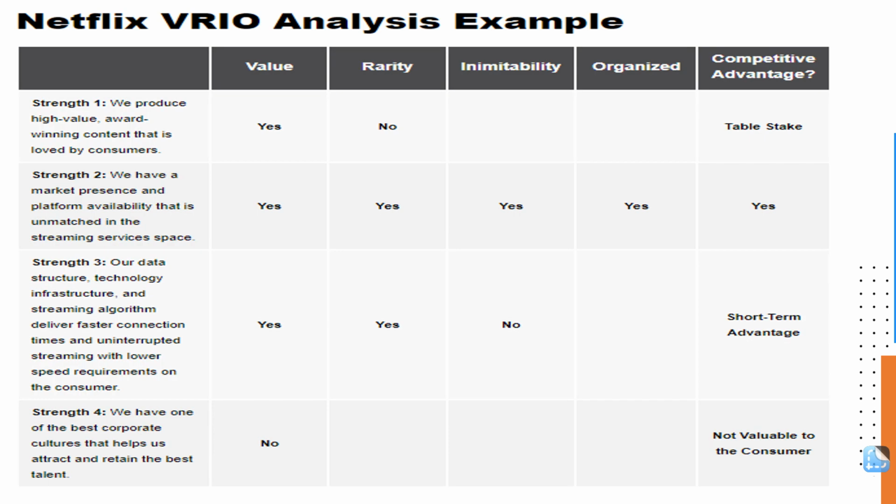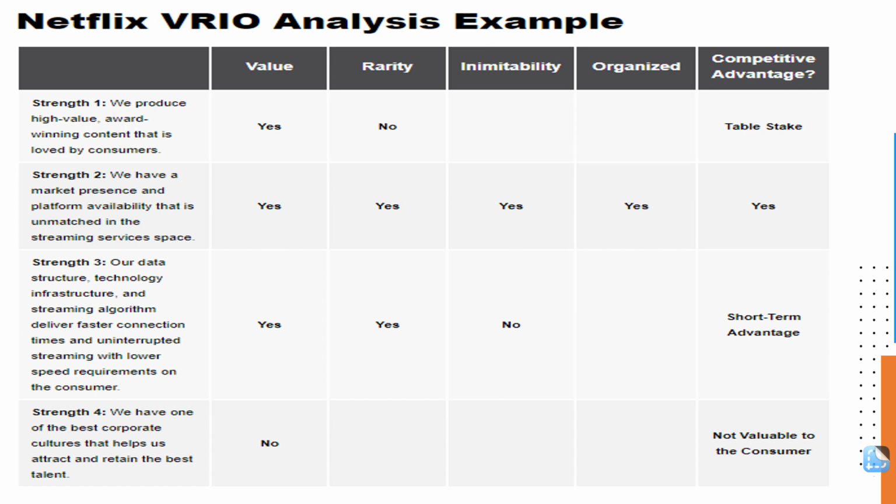Okay, then let's see strength 4. We have one of the best corporate cultures that helps us attract and retain the best talent. This is never going to be a value for the customer, right? It is a value for employer branding. So it's never going to create a competitive advantage among its competitors, right? The customer never considers how the employees are within the company. They consider only the products.